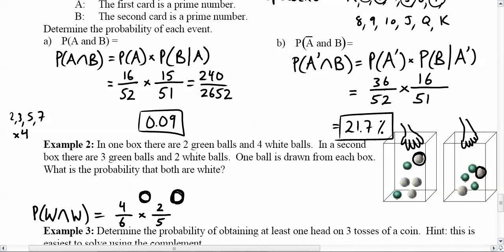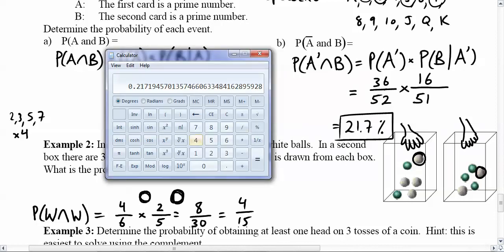It's getting easier again, right? So 2 times 4 is 8 out of 30, or 4 out of 15. And if you wanted, you could change this to a percentage. 27%.